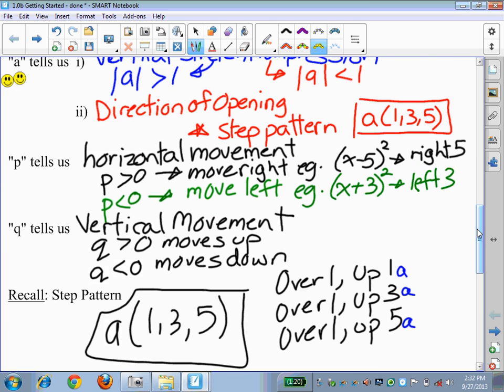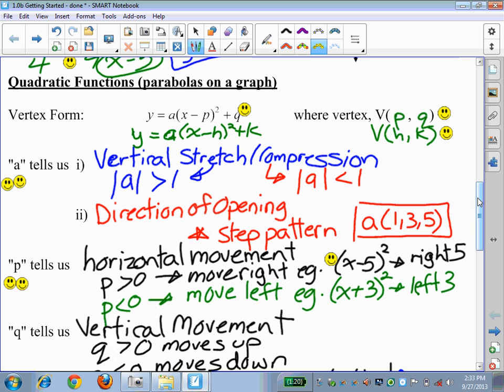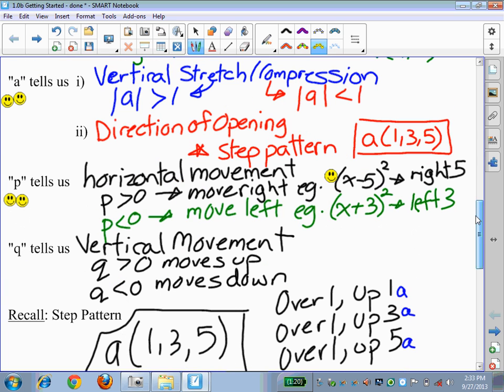p, which is another value, tells us the horizontal movement, how we shift left or right. So if p is greater than 0, we're going to move right. Although, take a look here, folks, it looks negative in the equation, but the negative part is part of the formula. So if I go back up here to the original equation, notice here, guys, how the negative is part of the formula. So in fact, in this case, p equals 5, and that tells us to go right 5. Whereas if p is less than 0, we're going to move left.